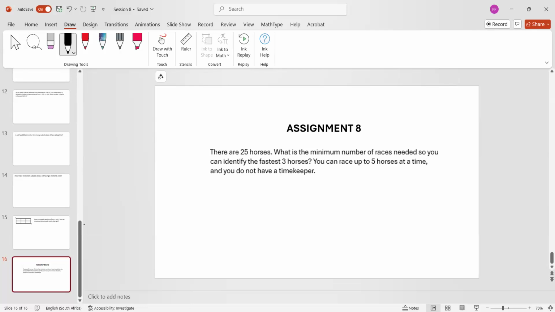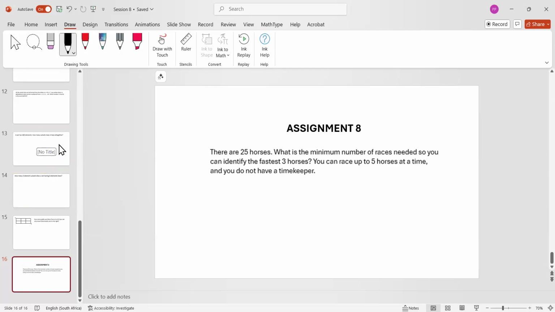So you must try to race 5 at a time and identify which are the 3 fastest horses. So you have to do it in several trips. But how many races do you need altogether to identify the top 3 horses? You need to know the smallest number of races needed to identify them. So that is your problem. It's going to be quite a challenging problem. I wish you luck in that.